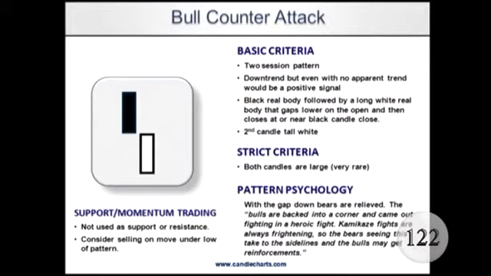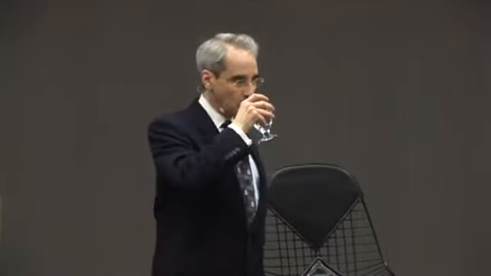First of all, I don't use this as support or resistance. Okay? I would consider selling for momentum trading, selling on a move under the low of the pattern. The strict criteria, and this is very rare, is that both candles are long. And when I say strict criteria, remember, it means that the pattern is better as far as giving us a change in trend because the pattern is implying a real shift in psychology.